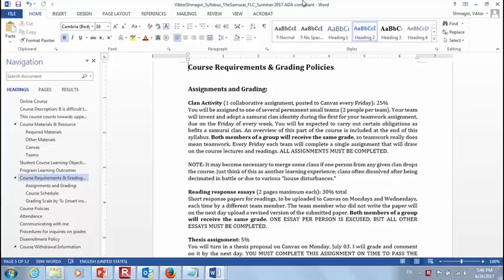Course requirements and grading policies. So what is this class composed of? What grading components? First of all, the clan activity. This is really the centerpiece of the course in many ways.